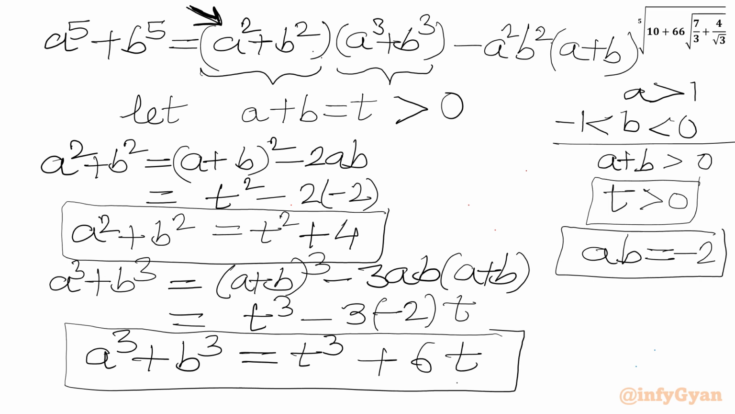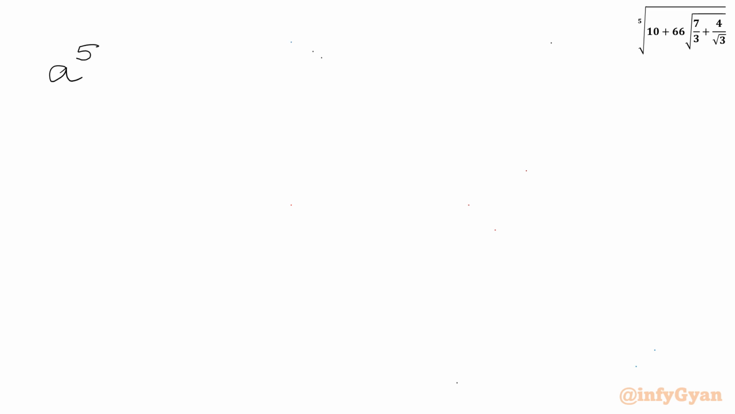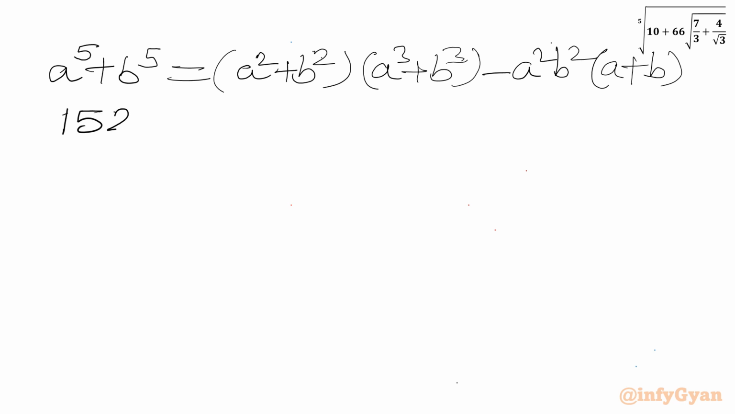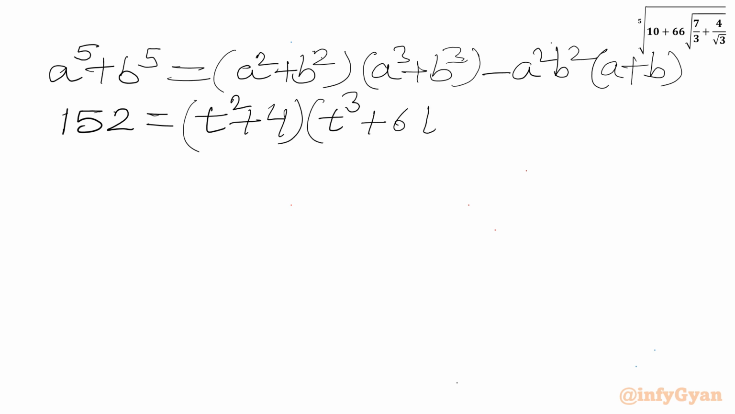Let us apply to our a power 5 plus b power 5 equation. So I will be writing here a power 5 plus b power 5 once again. It is (a square plus b square) times (a cube plus b cube) minus a square b square times (a plus b). So as per equation number 1, this was 152. Now these two values, t square plus 4 and t cube plus 6t, minus this is negative 2 whole square, and a plus b was t.